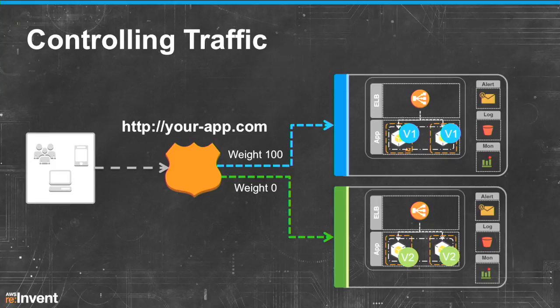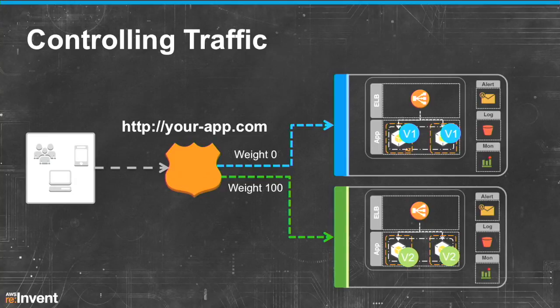In this case, I have the blue and green environments again. The blue one's running V1, the green one's running V2. I'm currently set up so that all of the traffic's going to the blue one. The weight for the blue one is 100. The weight for the green one is 0. So none of the traffic is going to flow to the green one. I can go into the Route 53 console and flip the weights. Now I can put, say, a weight of 10 on the green environment, and 10 of 110 of the requests will be routed to the green environment. So now I have a way to control the amount of traffic going to my new environment.